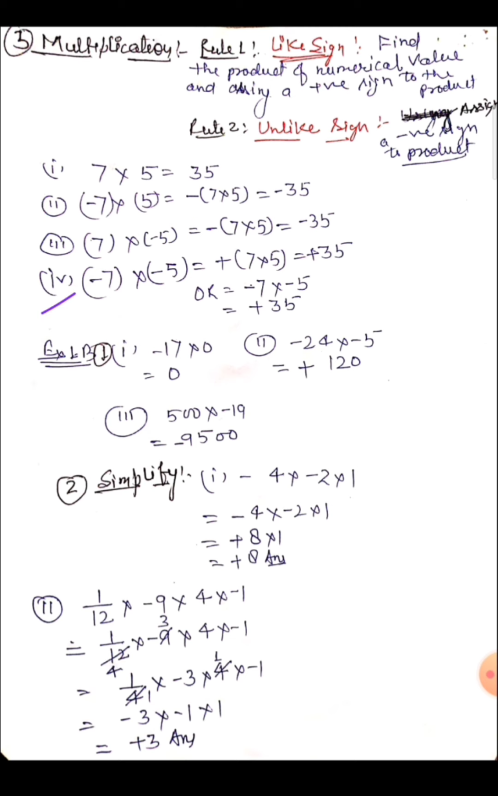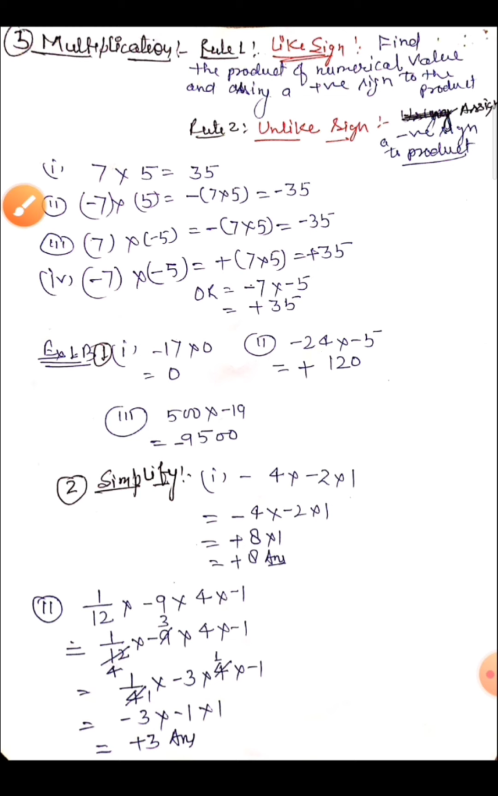Now the last is the same sign, which means the answer is positive. So minus 7 multiplied by minus 5, minus minus is plus, 7 5s are 35, then the answer will be plus 35. And you can also solve it like this: minus 7 multiplied by minus 5, minus minus plus, 7 5s are 35, then the answer will be 35.